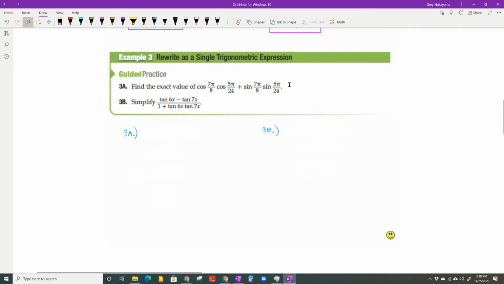This is one of my identities. Okay, and I have the trig functions that are the same. Trig functions are the same, so I know this is the cosine formula, and I know the two angles involved are 7 pi over 8 and 5 pi over 24. And this is what I'm telling you. When the trig function's the same, the sign in between them is different.